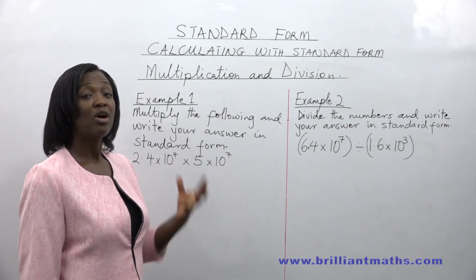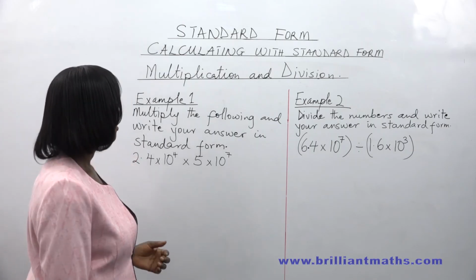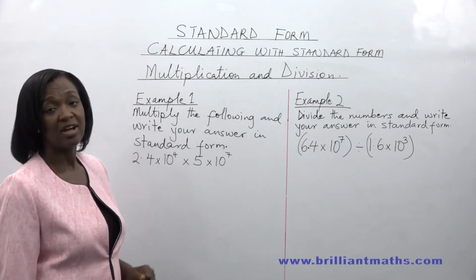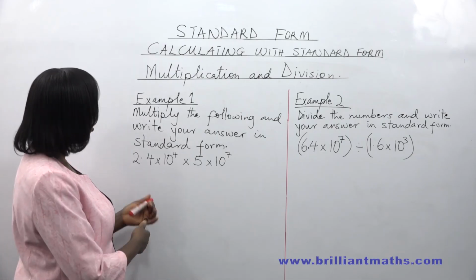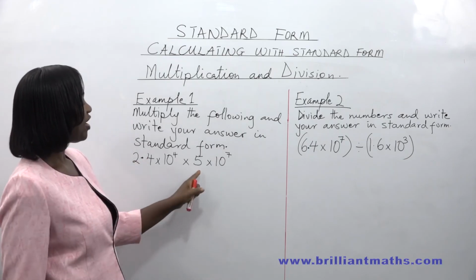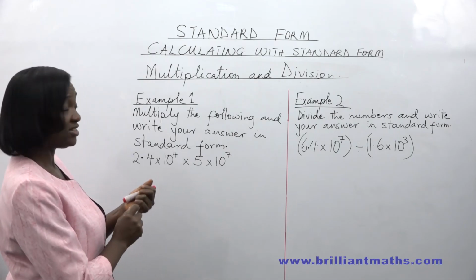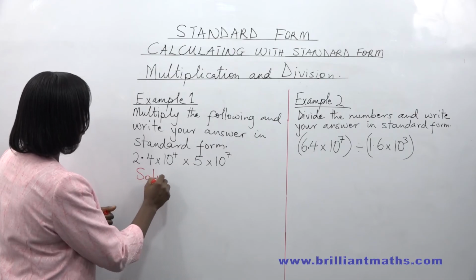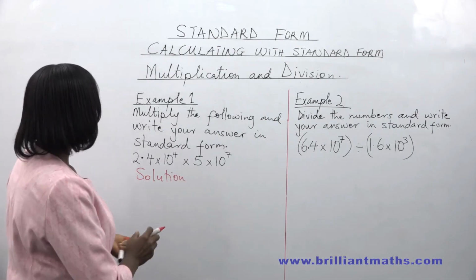Here we want to multiply or divide in standard form. Example 1. Multiply the following and write your answer in standard form. 2.4 times 10 to the power 4 times 5 times 10 to the power 7. This is actually very easy because you will simply group them. We can use the laws of indices.